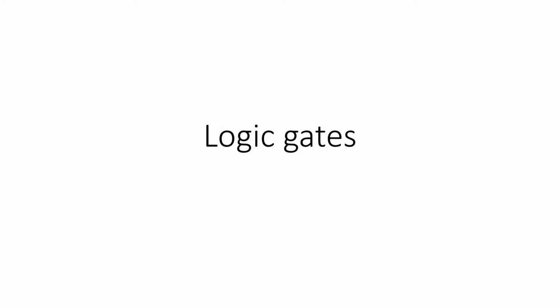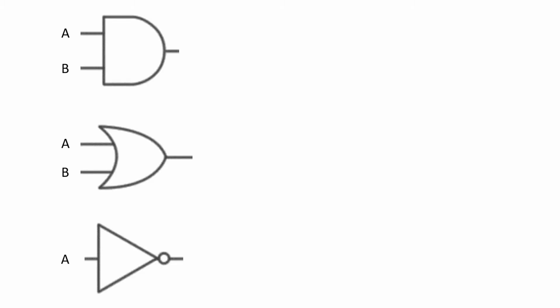Today I'm going to look at logic gates and Karnaugh maps. Let's start off with some simple logic gates. Now we have three main gates that we're going to look at. The top one is an AND gate. It looks like a capital D for the word AND.